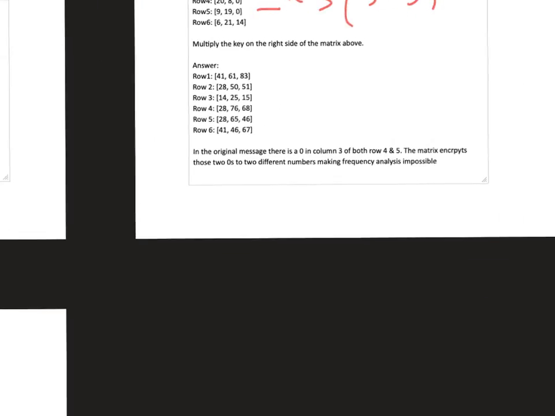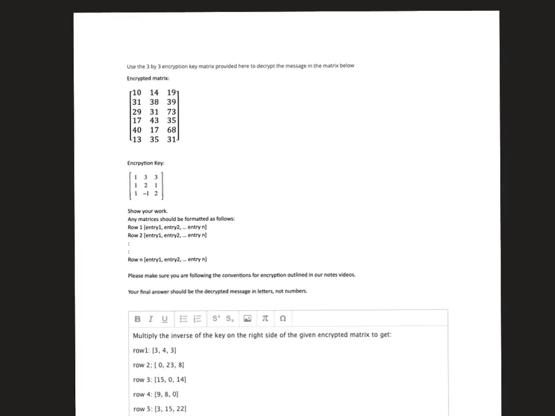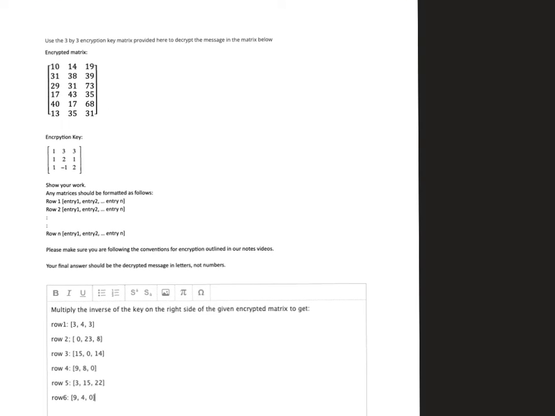Okay, and then last, decrypting. So now I've given you the encrypted matrix and the key and asked you to decrypt. Use the 3x3 encryption key matrix provided to decrypt the message. Here's the encrypted message, here's the key, decrypt, unscramble. Tell me what it really says. Show your work, format like this, like we've been doing. Follow the methods that we did in the videos. And make sure your final answer is letters, not numbers.